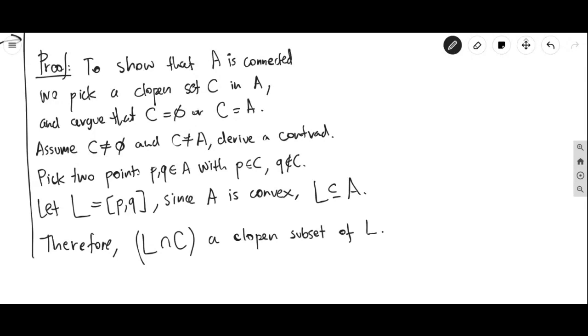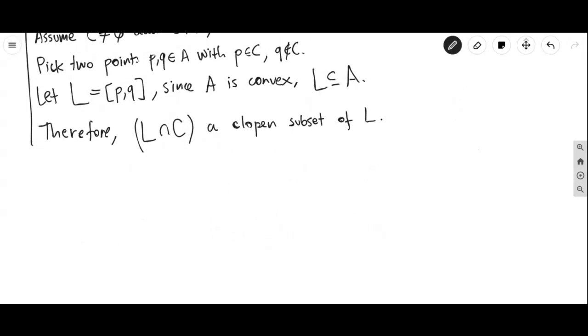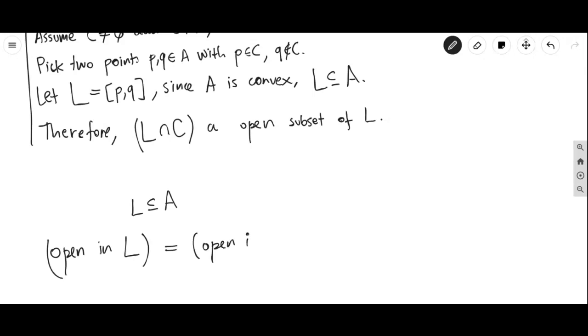This is a Clopen subset of L. How do we see that? Maybe to make it easier, let's say it's an open subset of L. So open in L, how does that look like? So L sits inside A, right? L sits inside A. So open in L is open in A. Right, so L is a subset of A.